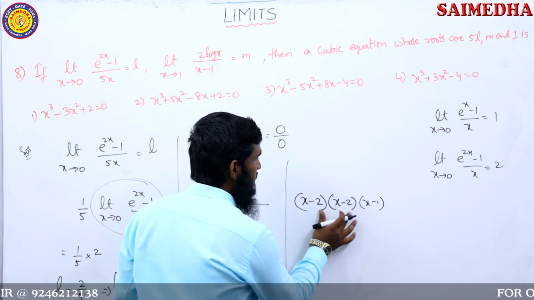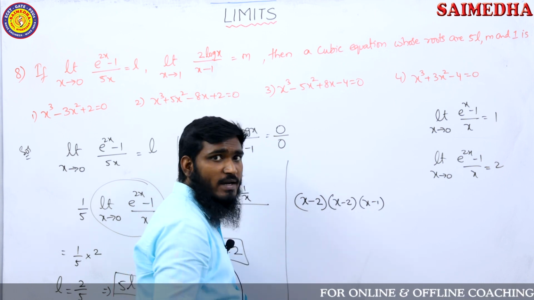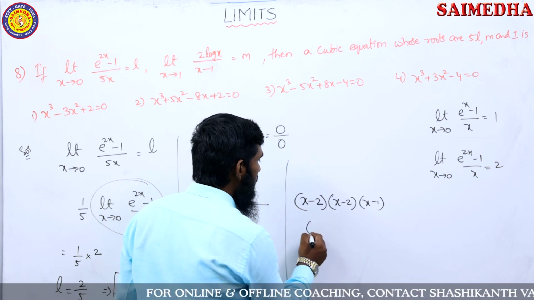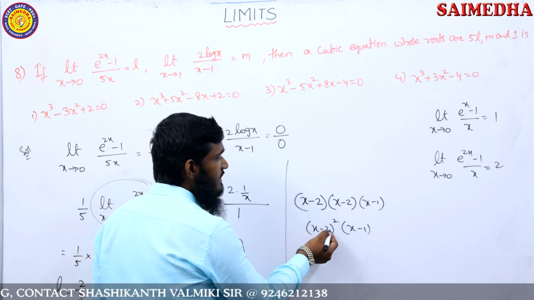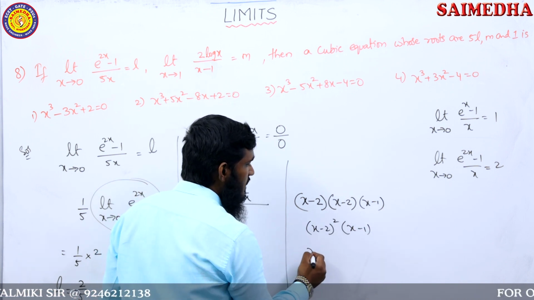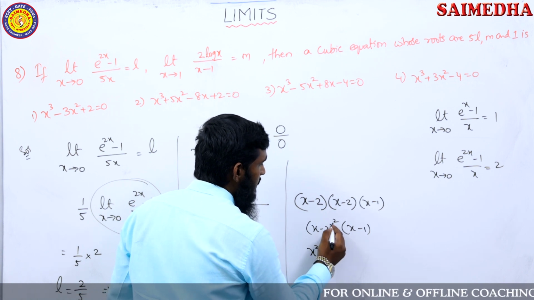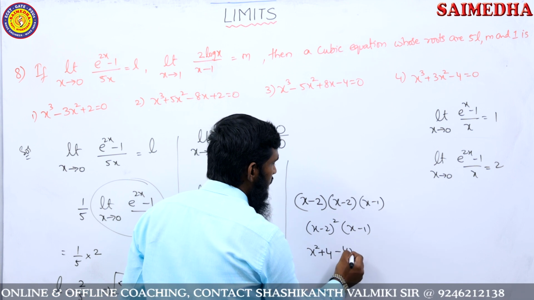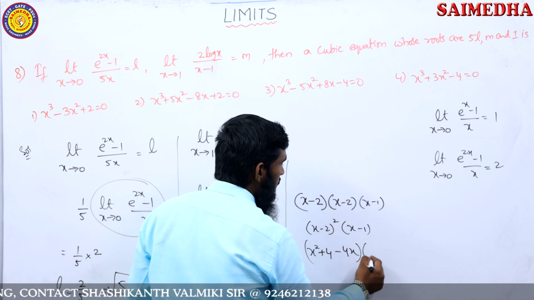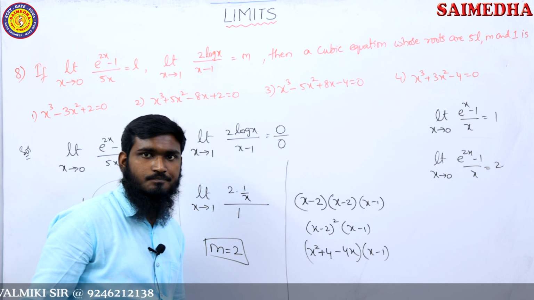Now let us multiply this part first. (x minus 2) into (x minus 2) is there, so it means (x minus 2) whole square into (x minus 1). (a minus b) whole square means a square plus b square, which is 4, then minus 2ab, which is minus 4x. Okay. Now we have to multiply with (x minus 1).